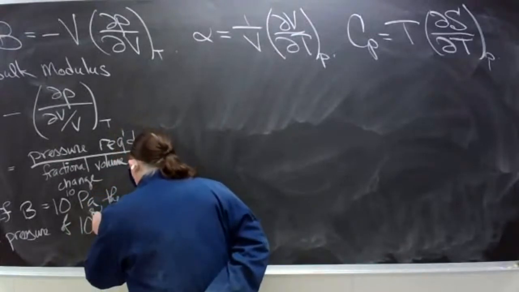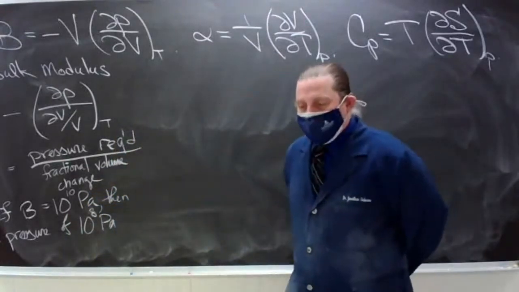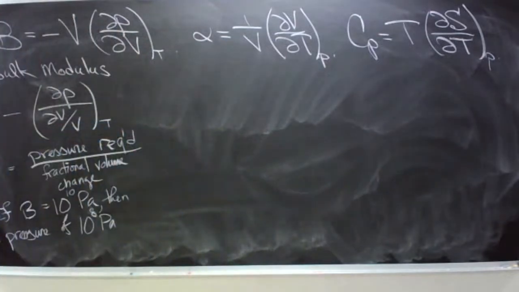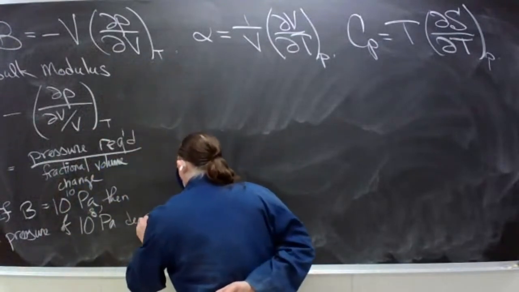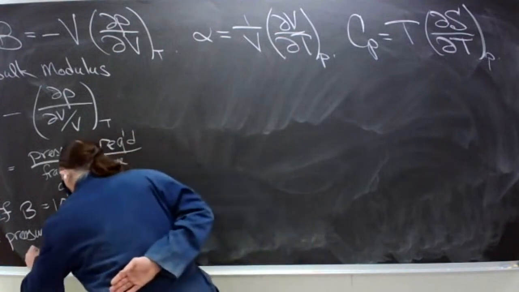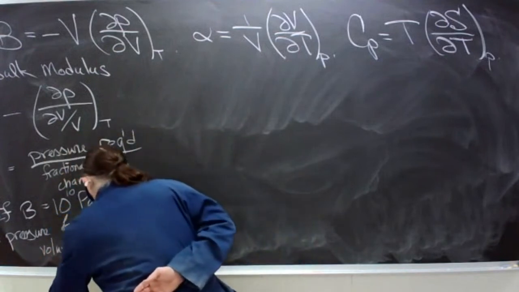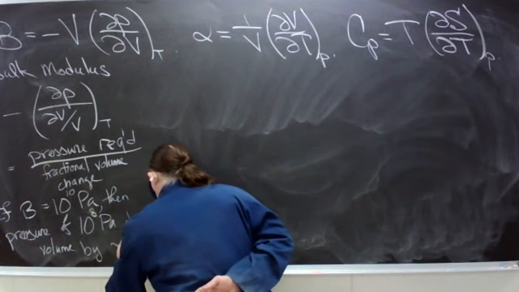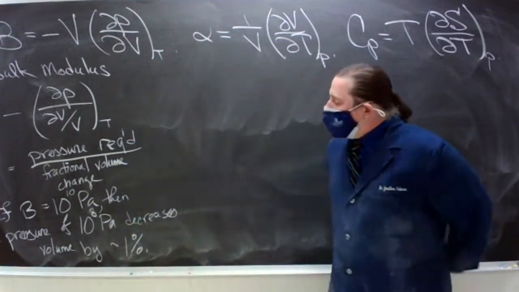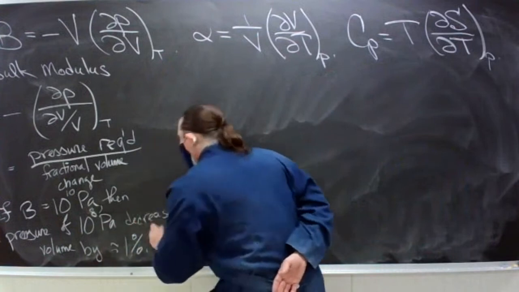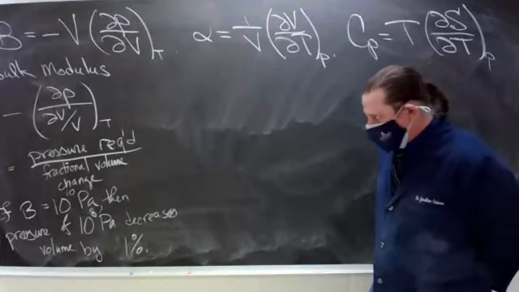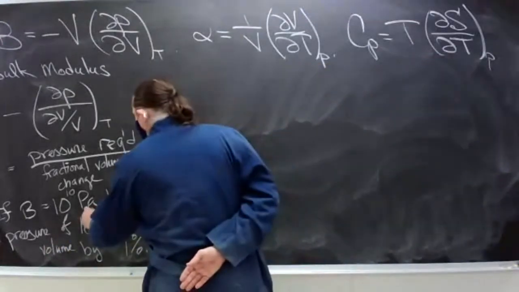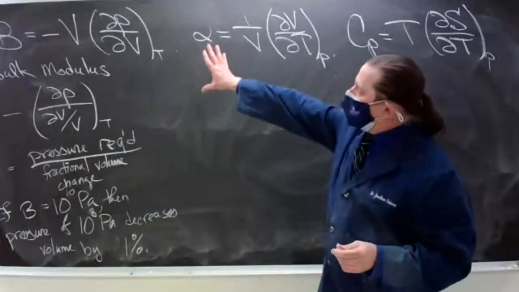Well, it would mean that a pressure of 10 to the 8th pascals, which is about 1,000 atmospheres, would decrease the volume by about 1%. So that's the bulk modulus.